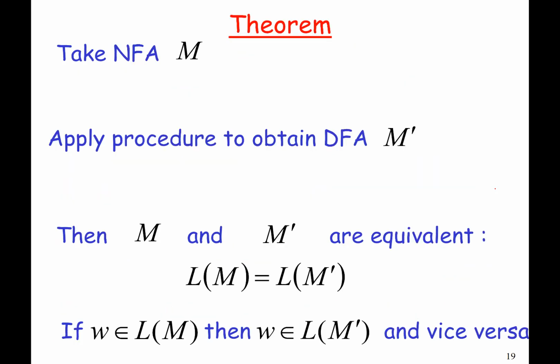So we'll state that as a theorem. Given an NFA, you apply the procedure to construct M prime, the DFA, and then both of them are equivalent. L of M is the same thing as L of M prime, and if W is accepted by L of M, then W is also accepted by L of M prime. So they're equivalent.